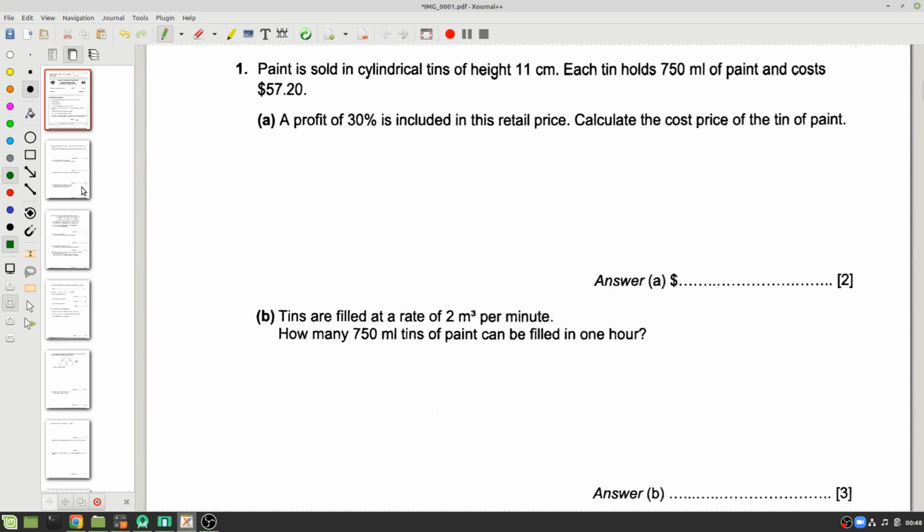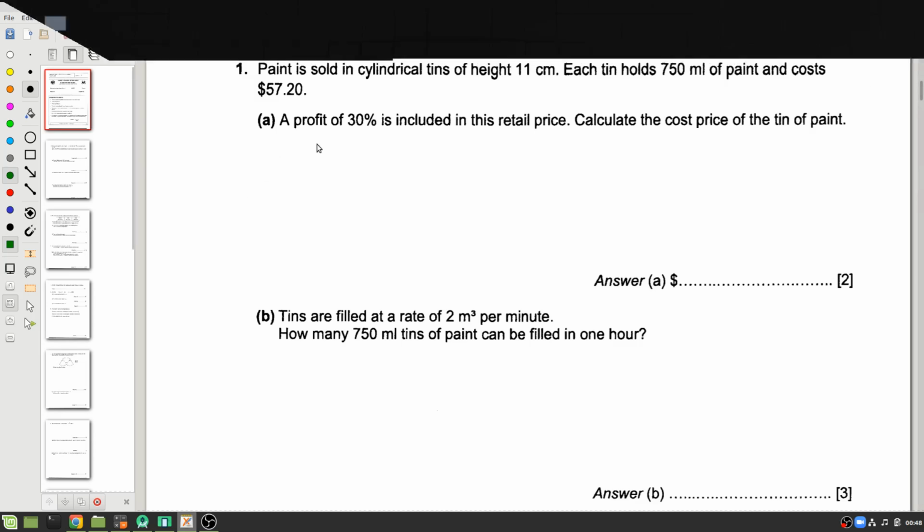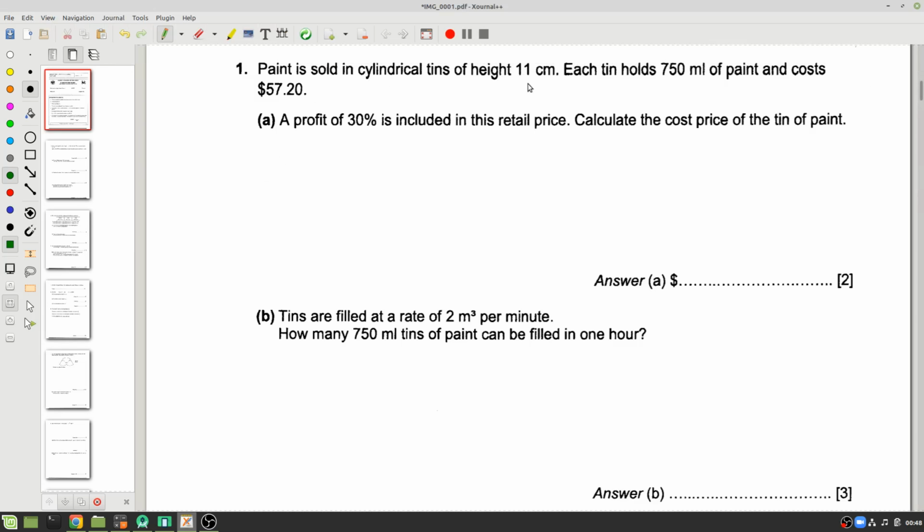Okay, so here we have a question that says paint is sold in cylindrical tins of height 11 centimeters. Each tin holds 750 ml of paint and costs $57.20. A profit of 30% is included in this retail price. Okay, so here we have to keep our heads a little bit. We know this is the retail price according to this question, and this already includes a 30% markup on what the initial cost price was. So now we need to find out what was the initial cost price of the tin of paint.